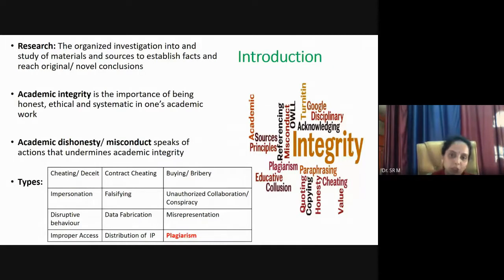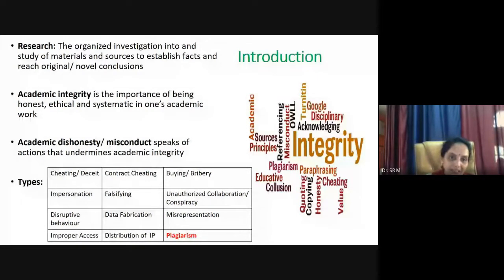Then, data fabrication. What will happen? The research scholar or the student will misrepresent the results of the research wantonly. Either they will modify the experimental data to show some non-existing or non-real correlation, because they just want to support their hypothesis, right? Then even misrepresentation also comes under this. It is something like intentionally omitting some part of your data, so that you are deceiving your teacher or guide or even the institution where you are studying, for your own academic advantage.